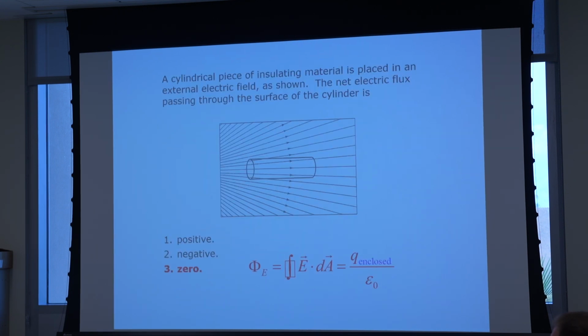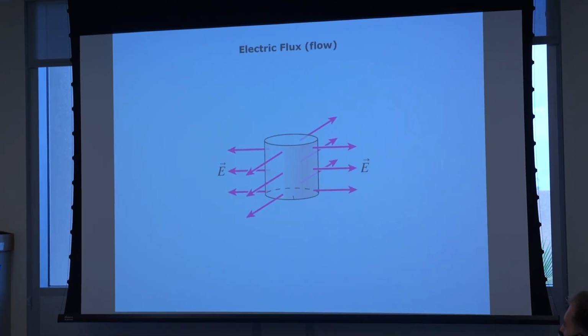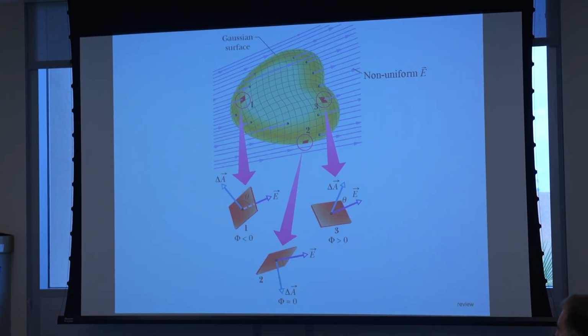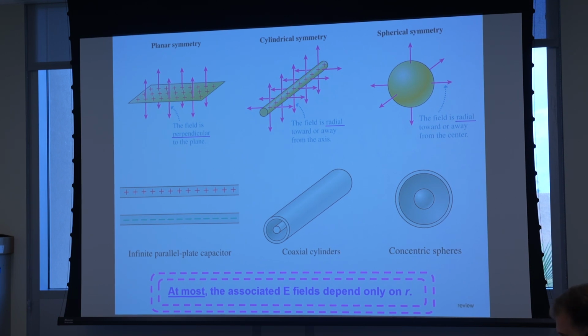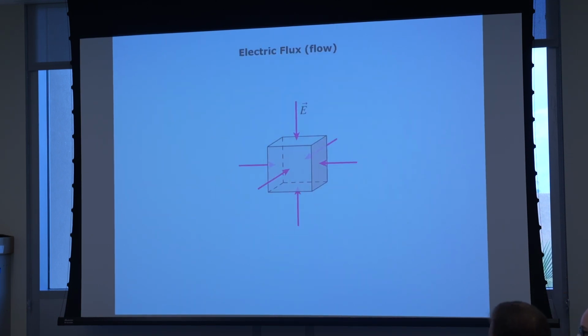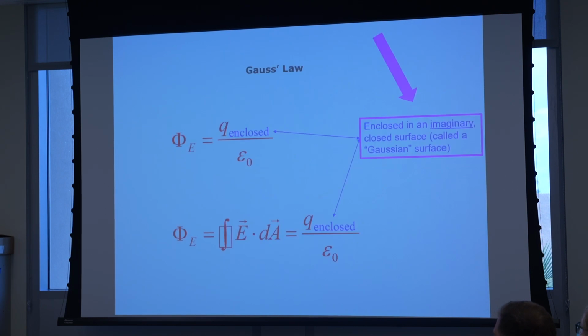Because R is constant. And because what did we learn? At most, the E fields can only depend on R. So if R is the same, the E field has to be the same. Okay? So that's the key.